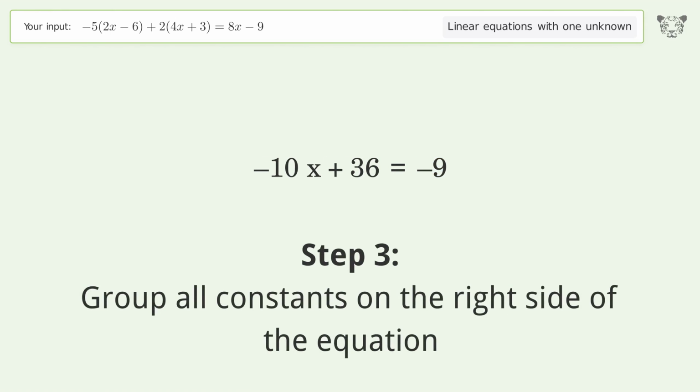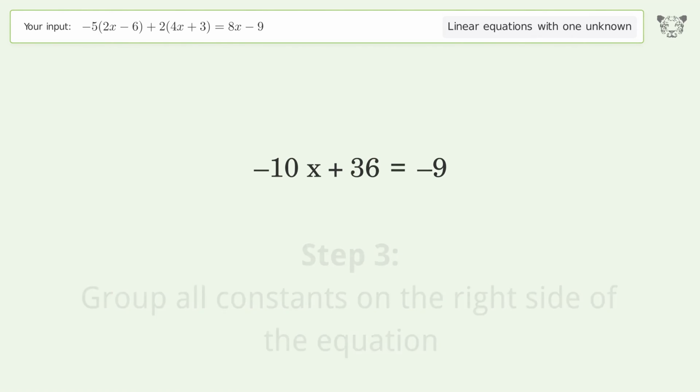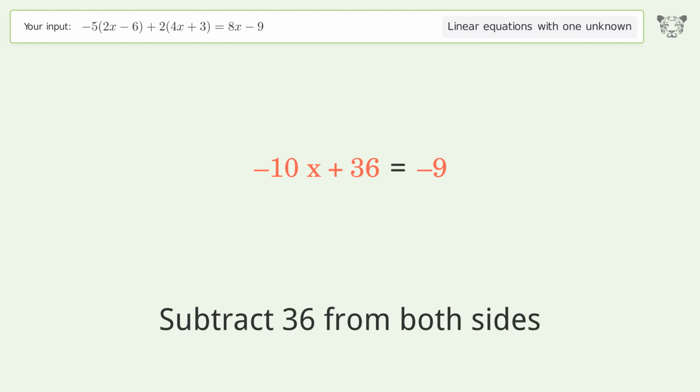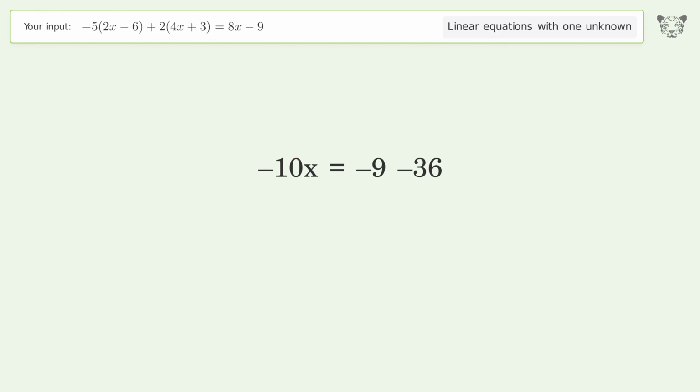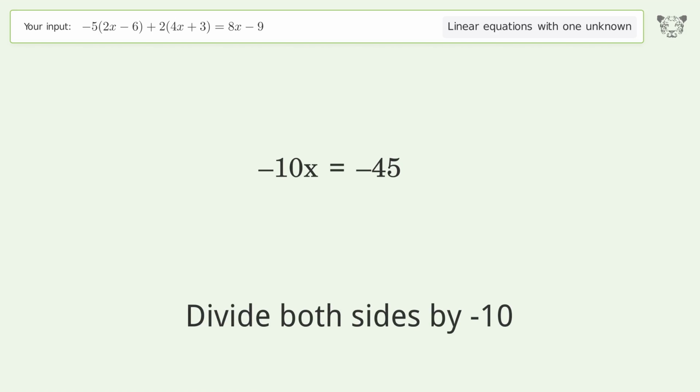Group all constants on the right side of the equation. Subtract 36 from both sides. Simplify the arithmetic. Isolate the x. Divide both sides by -10.